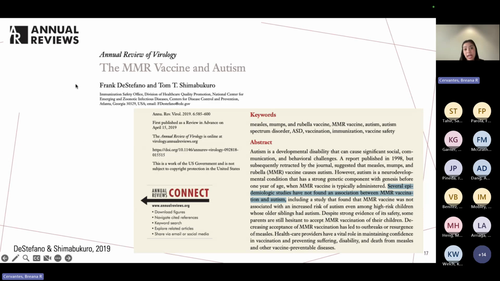But again, here is the Annual Review of Virology. This is one that came out in 2019, and it was a synthesis of all research that has been done on any associations between vaccines and autism, all of them repeatedly showing that there was no association.